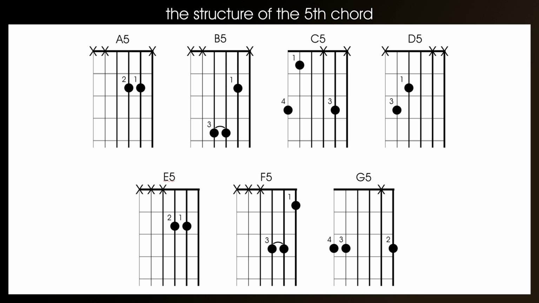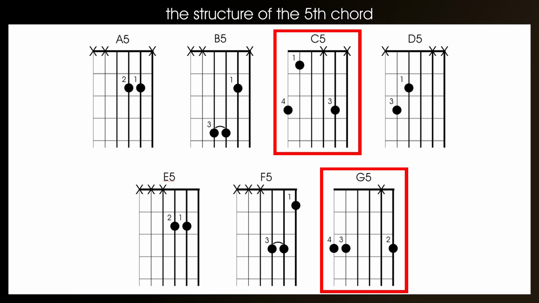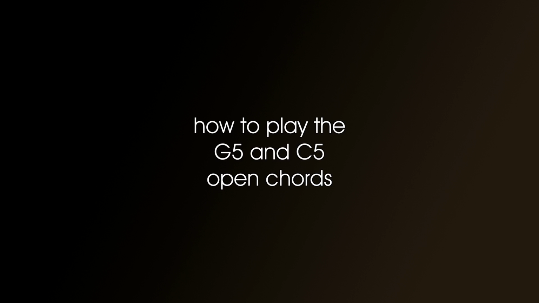And once you become aware that the structure of the fifth chord only consists of two notes, it's clear why with most of the open chords you have to mute so many notes. And you'll also notice that in two of the chords, the C5 and the G5, you have to mute notes in the middle of the chord. So I'll show you how to do that now. How to play the G5 and the C5.